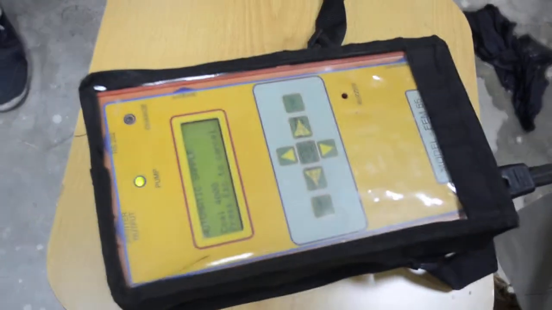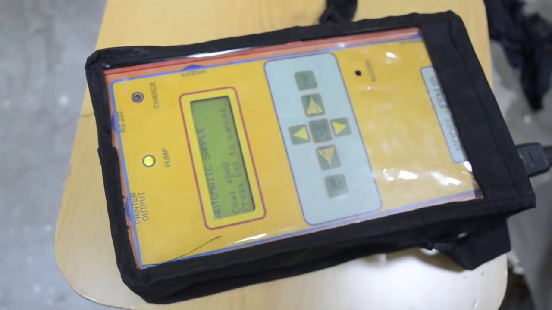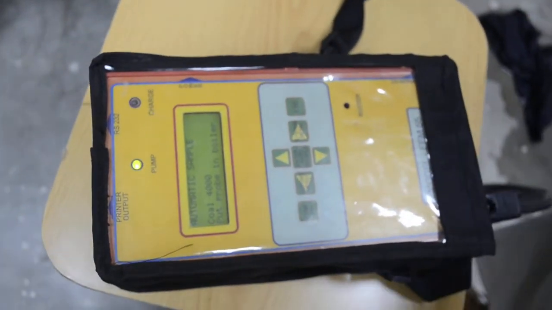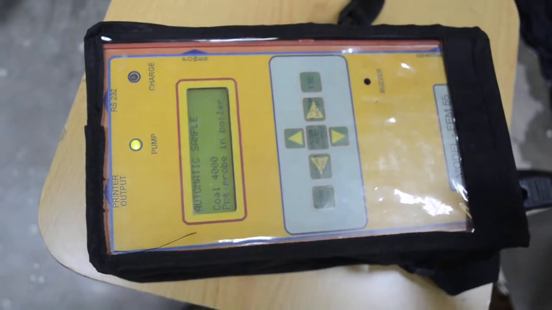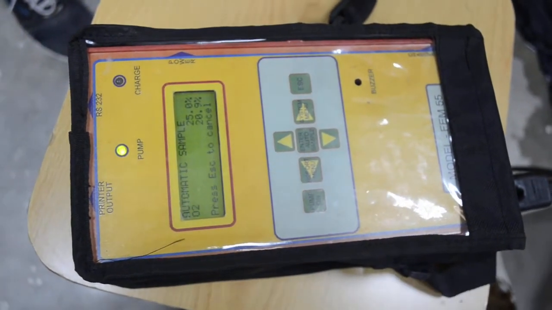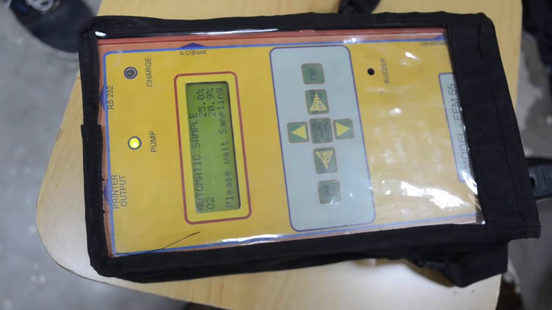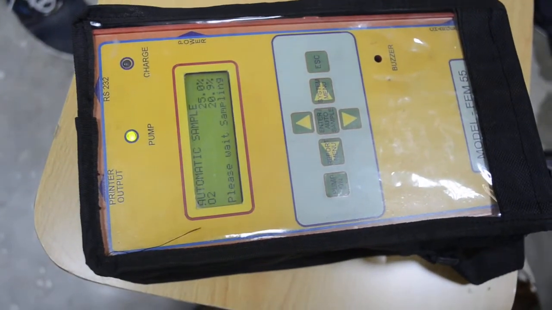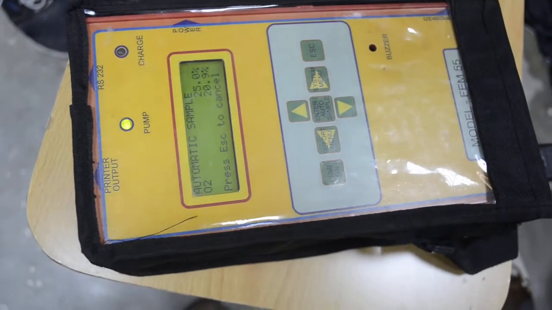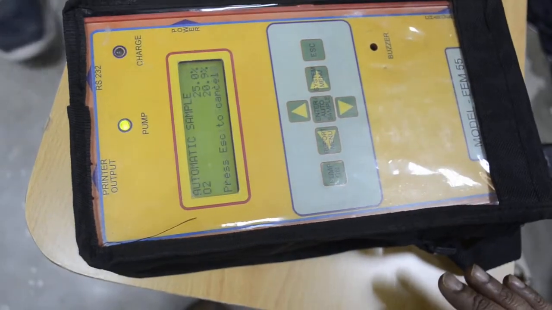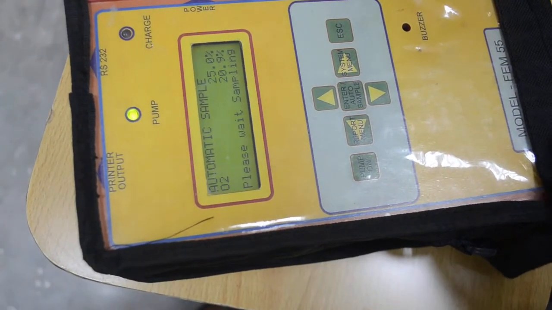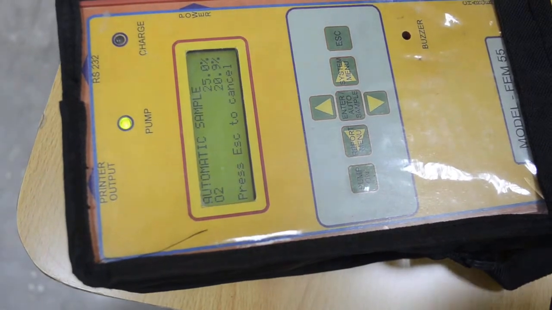When the switch is pressed, it shows automatic sampling. That means it pumps in the gases and analyzes the sample. You have to wait until the pump completely takes in the required amount of gases and starts analyzing. So basically you need to wait for this light to switch off. That means at that point the pump is switched off, and all these measured readings are ready to be downloaded.